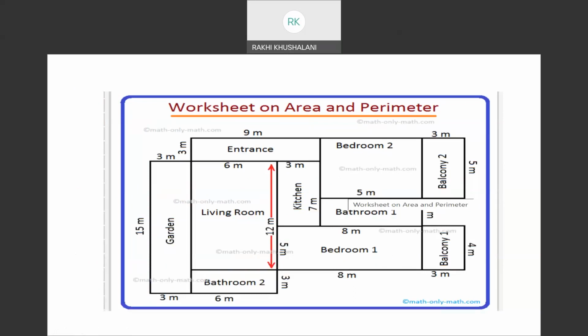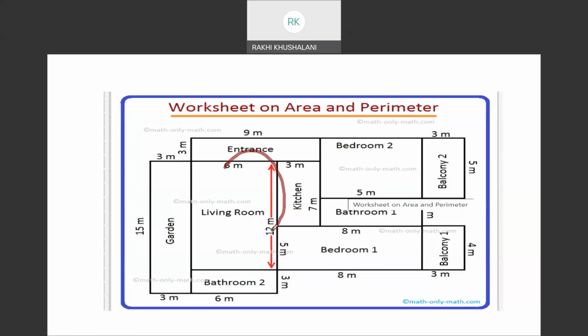How big is 6 meters? How big is 12 meters? So if the architect wants to find the area, to tell your papa or mummy, the architect is going to say that 6 into 12. What is 6 into 12? 72 square meters is the area of the living room.